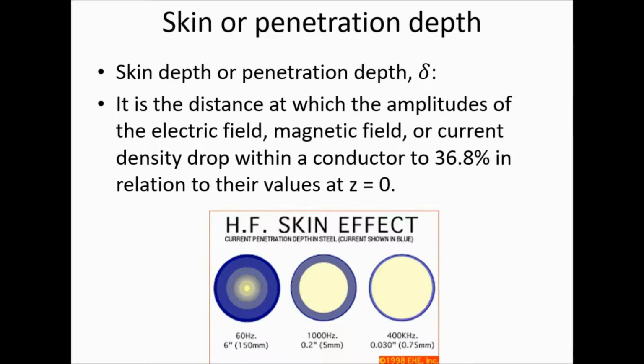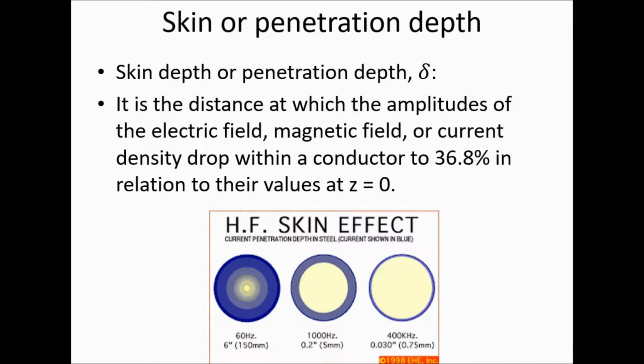Look at the figure here. It shows the skin depth for current densities in steel. At low frequency like 60 Hz, the skin depth is 6 inches. So the electric field, magnetic field or current can penetrate through the radial direction up to 6 inches. For 1 kilohertz signals, the depth goes to 0.2 inches, like 5 millimeter. And if you go for 400 kilohertz, the thickness is only 0.75 millimeter.